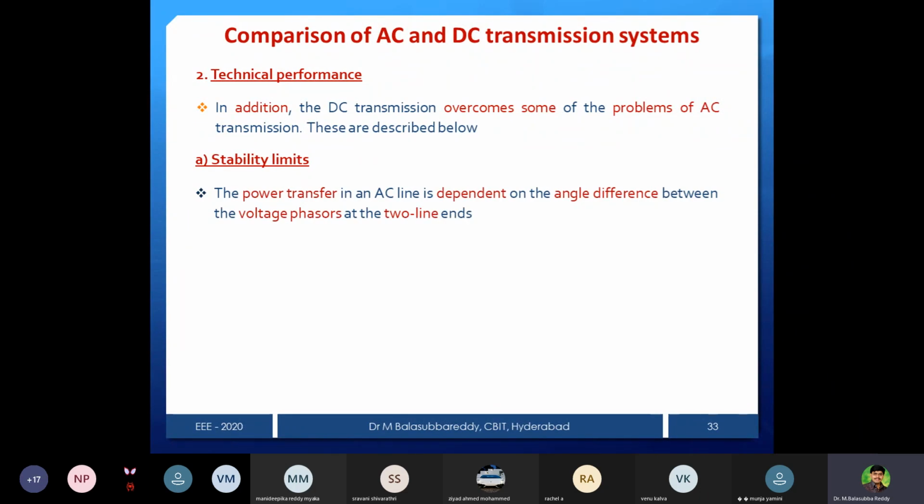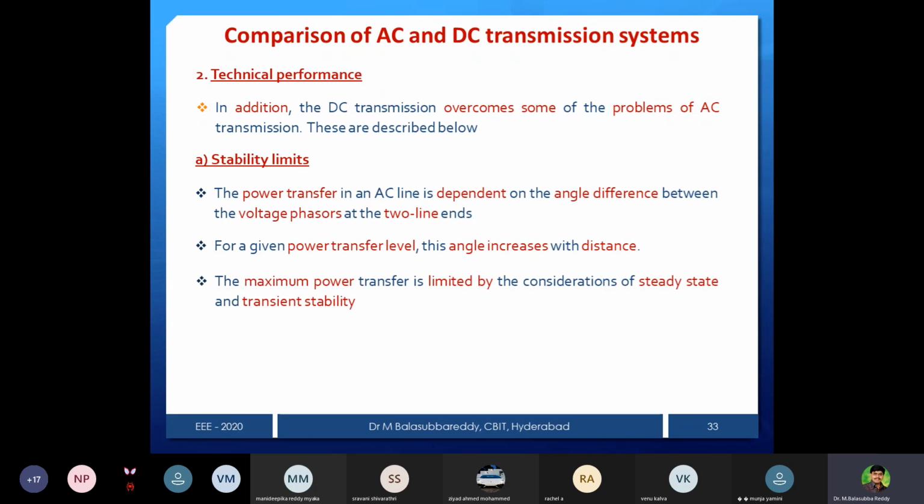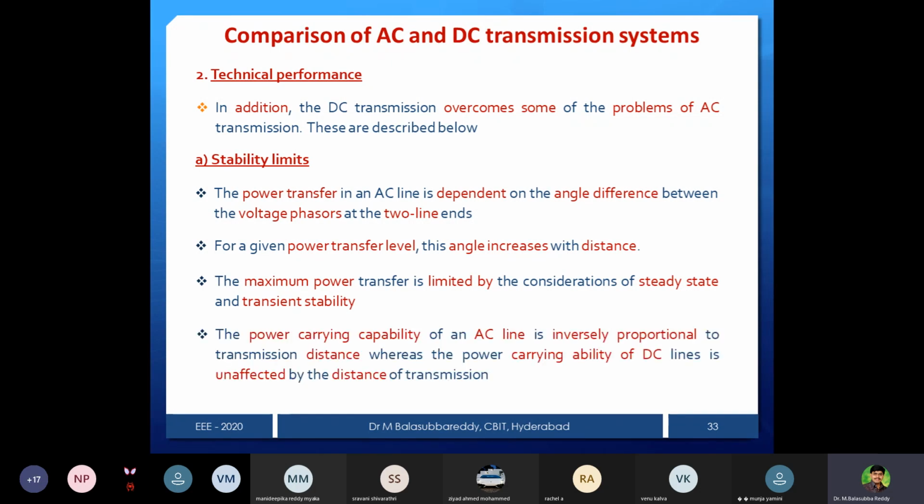Stability limits means the power transfer in an AC line depends on the angle difference between the voltage phasors at the two ends. That is Vs VR by X into sine delta. That angle is going to be controlled. That angle is the difference between the sending end voltage and receiving end voltage. The power transfer level, this angle increases with the distance. Based on the distance, I will also show the graph. Maximum power transfer is limited by the considerations of steady state and transient stability.